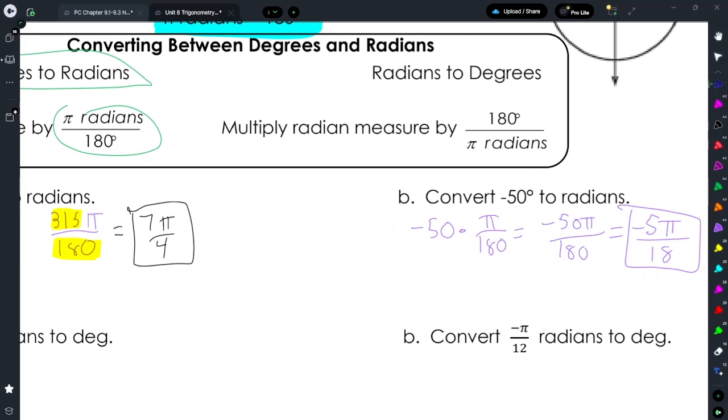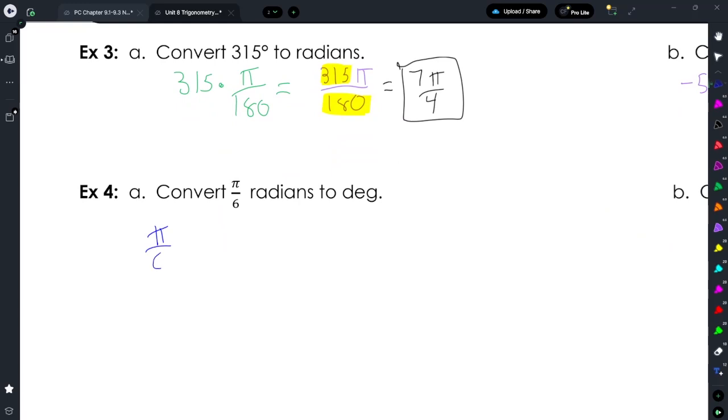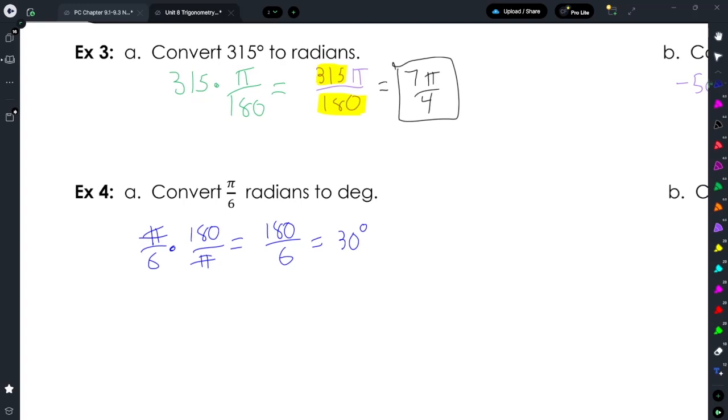Now going in the other direction, radians to degrees, I multiply by the reciprocal of that. So 180 over pi instead of pi over 180. So pi over 6, I'm going to multiply by 180 over pi. And the pi's will cancel out, so I'm left with 180 over 6, which is 30 degrees. So if you're converting from a pi radian to degrees, the pi's should cancel out and you're left with just an angle measurement in degrees, a whole number.